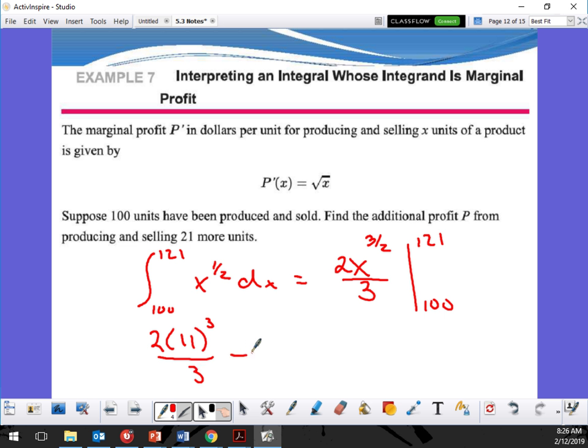And minus the lower bound, right? I'm subtracting the lower bound. The lower bound is 100. The square root of 100 is 10, to the third power, 1,000, times 2. Now, did we figure out what 11 to the third power is? Multiplied by 2, it will be 2,662. Say it again: 2,662.